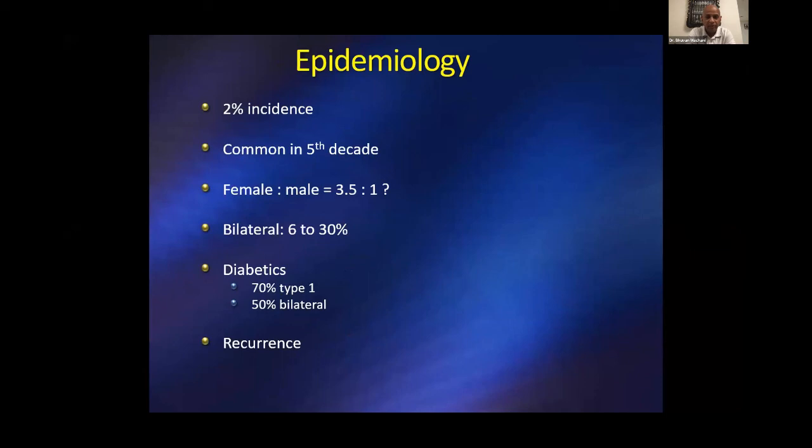Epidemiology, the incidence is 2%, and we all know it is rising. It's common in the fifth decade, more common in female patients. It's bilateral; the literature says 6 to 30%. In diabetics, particularly in type 1, 70% of them will have frozen shoulder, and 50% of the diabetics will have bilateral symptoms. Recurrence, fortunately, very, very few case reports.